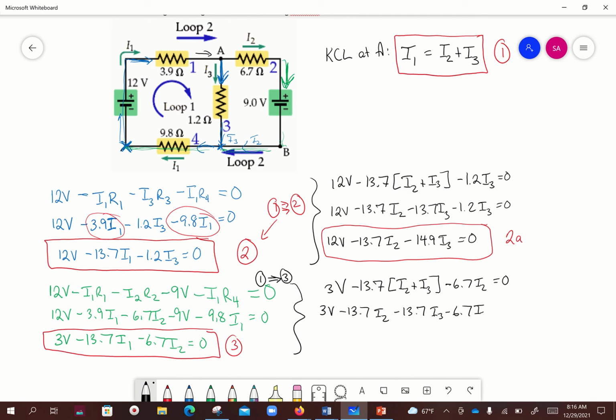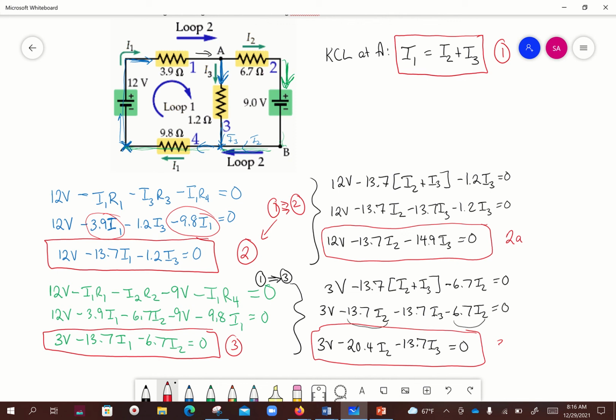And continue writing. Next step, simplify. So I can combine, I've got two terms here that have I2, combine those two, so 3 volts minus 20.4 I2 minus 13.7 I3 equals 0. Okay, and that's my new version of equation 3. So let's call that 3a.